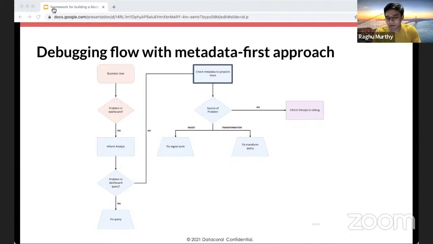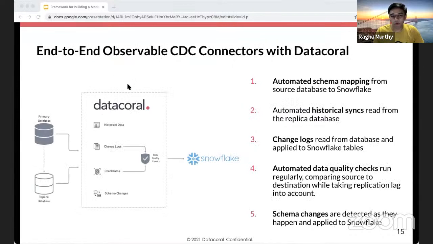I'll just talk a little bit about those connectors so that you have a sense for how we have been able to leverage this end-to-end data pipeline to build a CDC connector. For people who don't know what CDC means, I'll spend a minute talking about it. The main problem that we are solving for our customers in this connector is the ability to replicate data from a production database in a reliable way into a data warehouse like Snowflake.